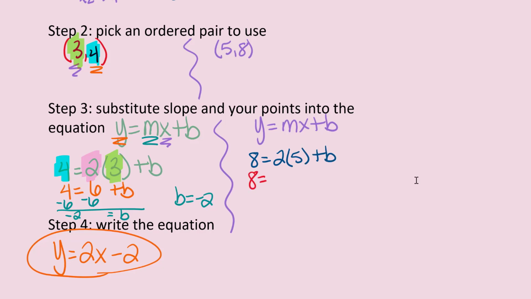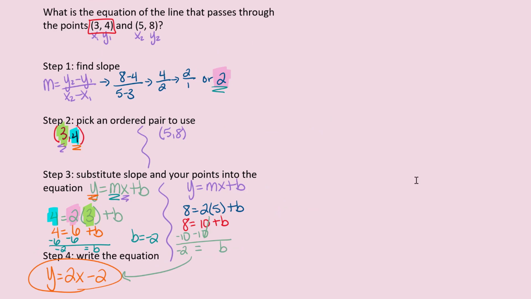Well, this time 2 times 5 is 10 plus b. In order to get b by itself, I need to subtract 10 from both sides of that equal sign. And 8 minus 10 is negative 2, so we still get the same exact answer. We got the same y-intercept both times, we get the same slope equation both times. So here is a view of all of the steps needed in order to solve this problem. Let's go ahead and look at another one.